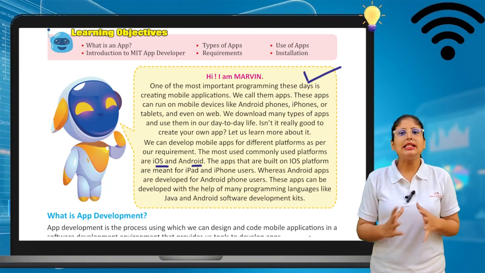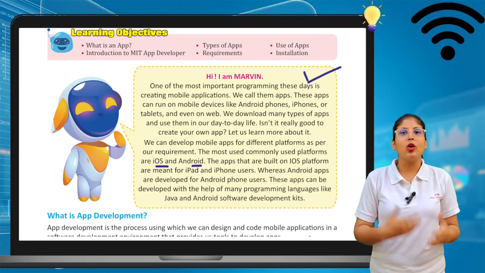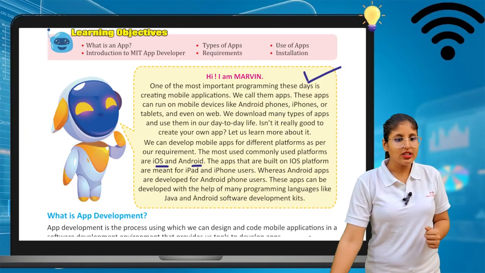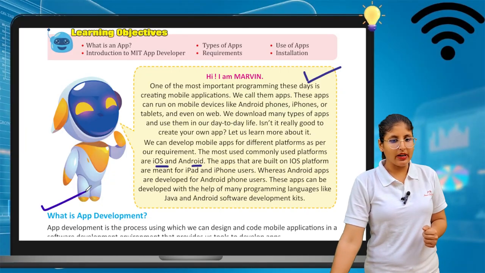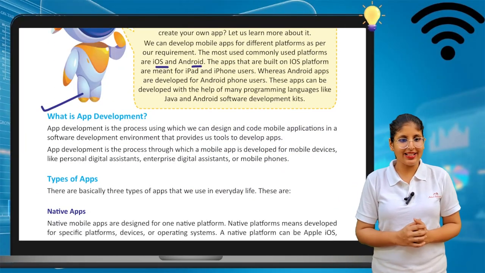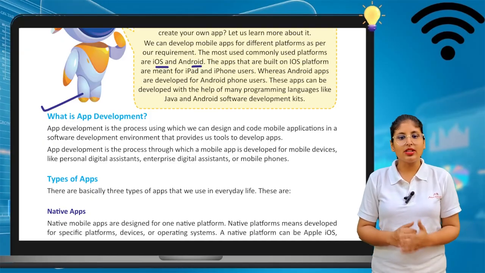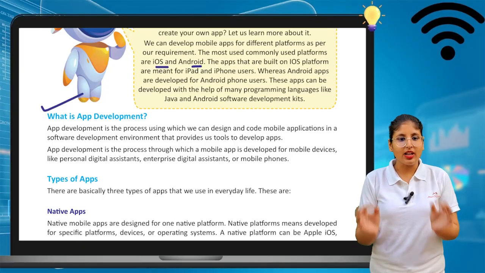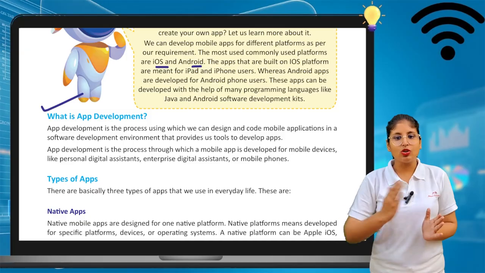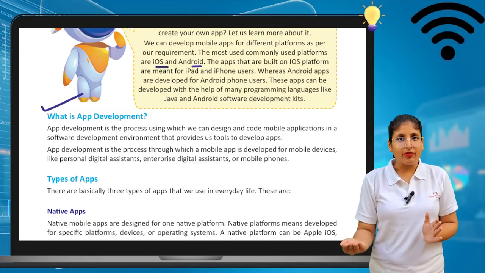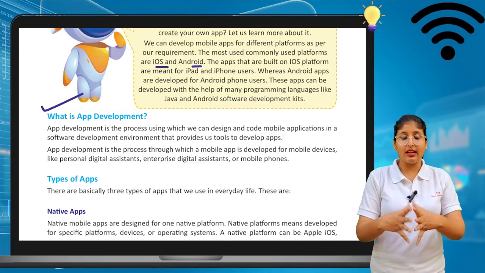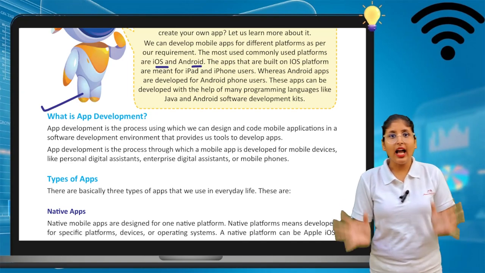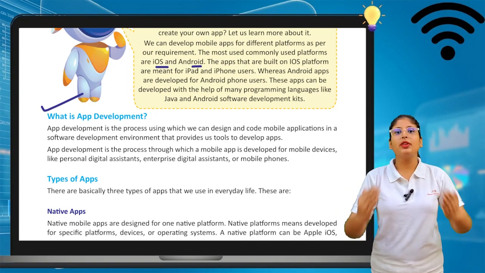So let's see more about these apps. First we will see what is app development. App development is a process using which we can design and code mobile applications in a software development environment that provides us tools to develop apps. App development means design and code. With the help of this, we can develop an app.